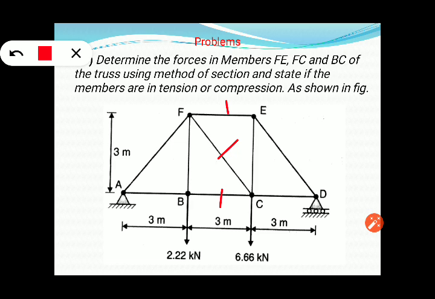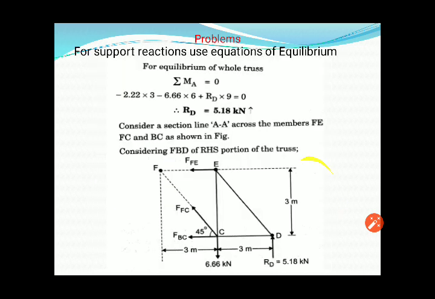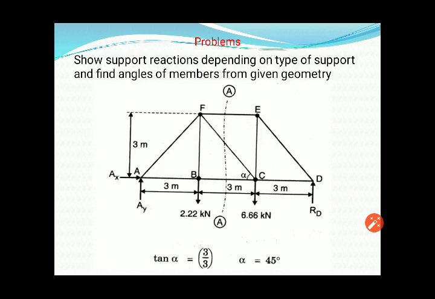So in this method, the first step is: show support reactions depending on the type of the supports and find angles of the members from the given geometry. So find the required angle, that is the angle alpha over here. The same angle is over here and over here also, as the lengths are the same.